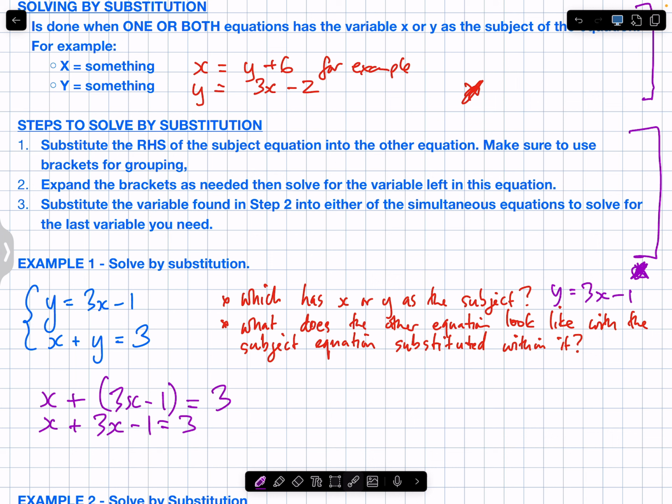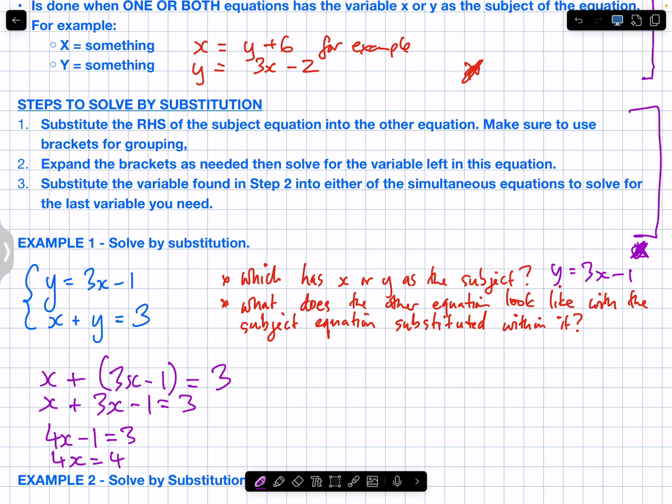Expand the brackets as needed. Then solve for the variable left in this equation. What is the only variable left in my arrangement? X. So if I've got x plus 3x, I have 4 x's. Take 1 is equal to 3. How would I get rid of that take 1? Add 1 to both sides. You're going to get 4x is equal to 4. What's the 4 doing to the x? Multiplying. So x is going to be 1. Put a box around that.